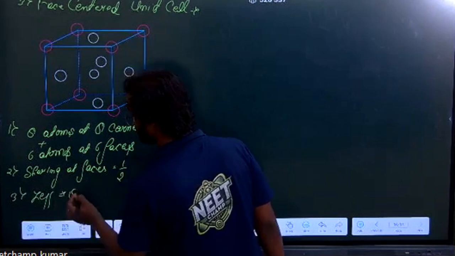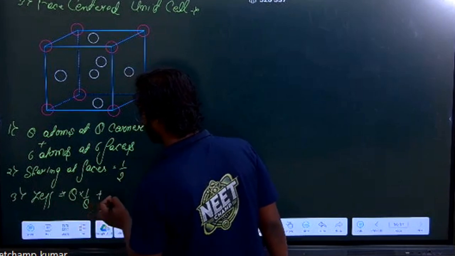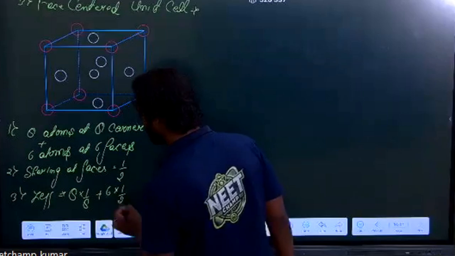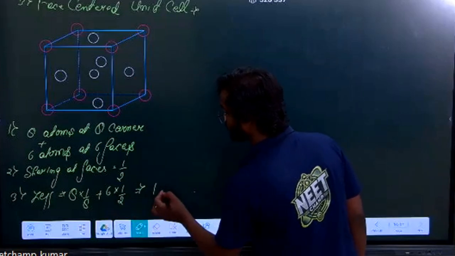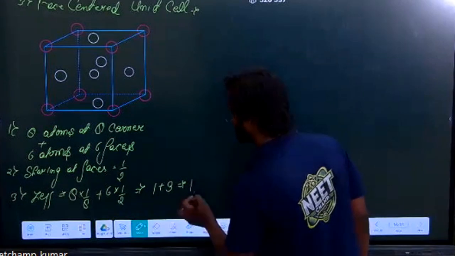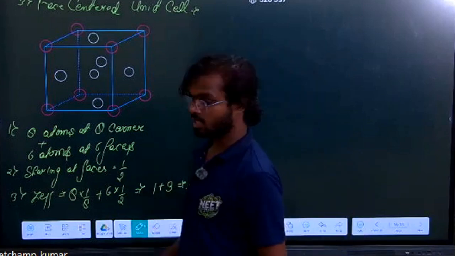Z effective is 8 corner atoms, sharing is 1/8, plus 6 face atoms, sharing is 1/2. So what is Z effective? That is 1 plus 3. So effective atoms is 4. There are 4 effective atoms.